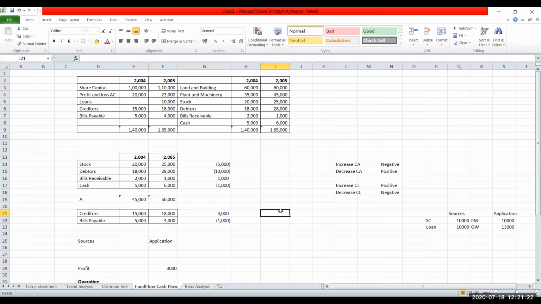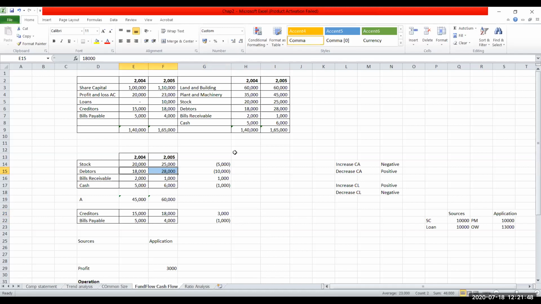Sir, one question over here. Are we considering positive and negative only based on the values? Let's take debtors. In the previous year it was 18,000 and now it is 28,000. Maybe the company already collected the debtors and it's a new debt, right? So in that case, are we not going to go and see the P&L and balance sheet?